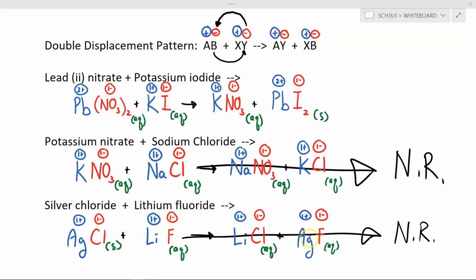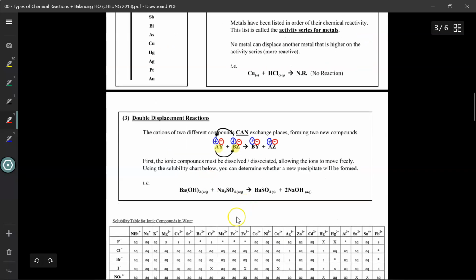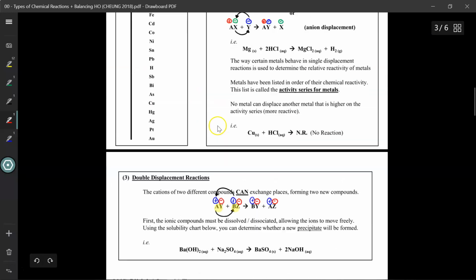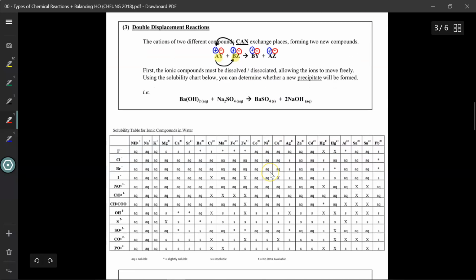So this can't happen, no reaction. So once again, the single displacement reaction must consult the activity series. It does not consult the solubility chart. And the double displacement reaction consults the solubility chart. It does not have to consult the activity series. Okay, just keep them separate.